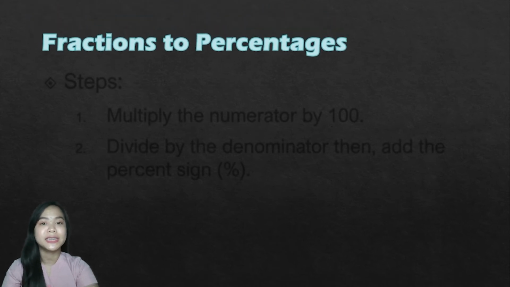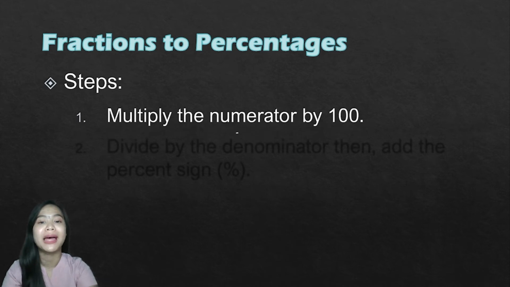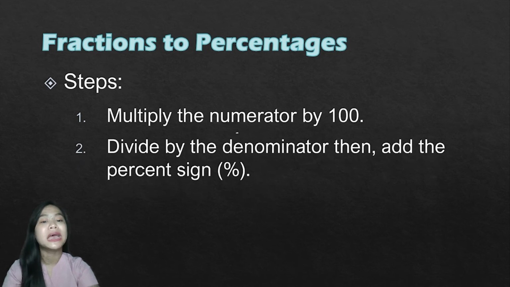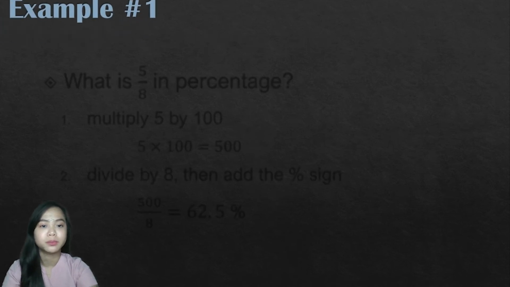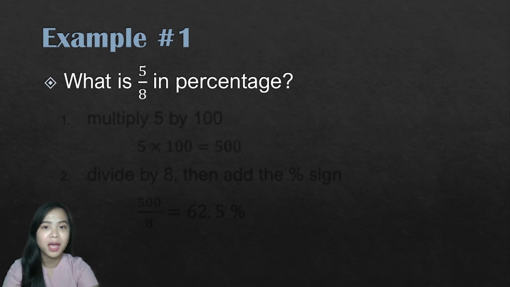Now, let's convert fractions to percentage. So we have 2 steps for this. First, we need to multiply the numerator by 100, and then divide by the denominator, then add the percent sign or the symbol for the percentage. So let's have an example. Number 1, what is 5/8 in percentage?